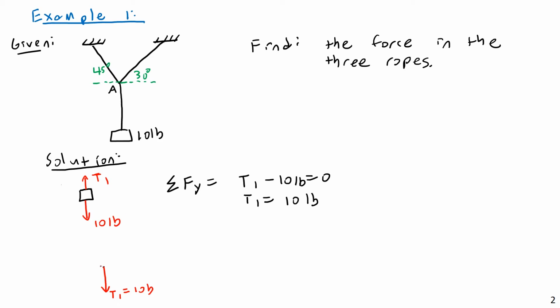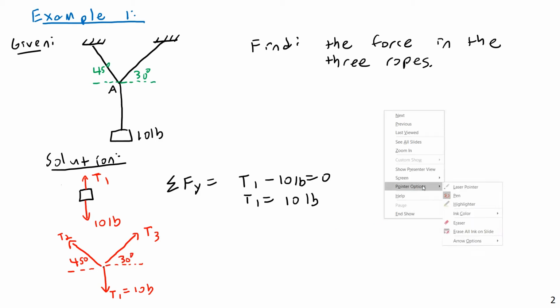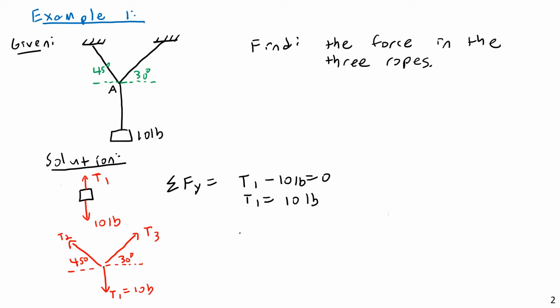And then I'll just say I have T2 up here at an angle of 45 degrees, and T3 at an angle of 30 degrees. Not F3, T3, T3 standing for tension. And now I want to apply equilibrium to solve for T2 and T3. So let's just go ahead and work through that.